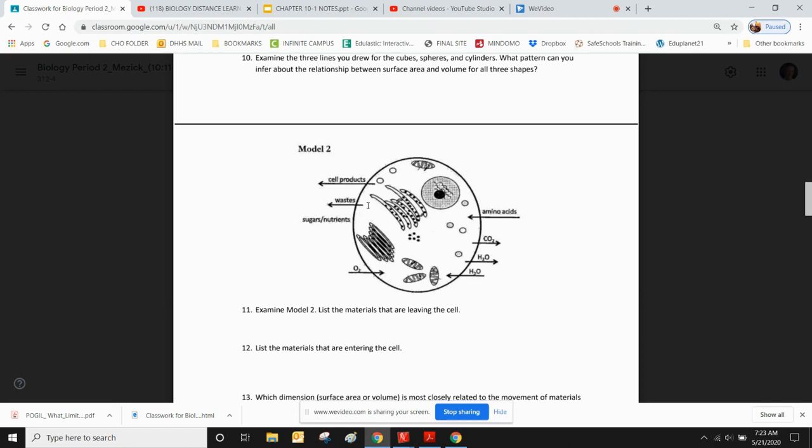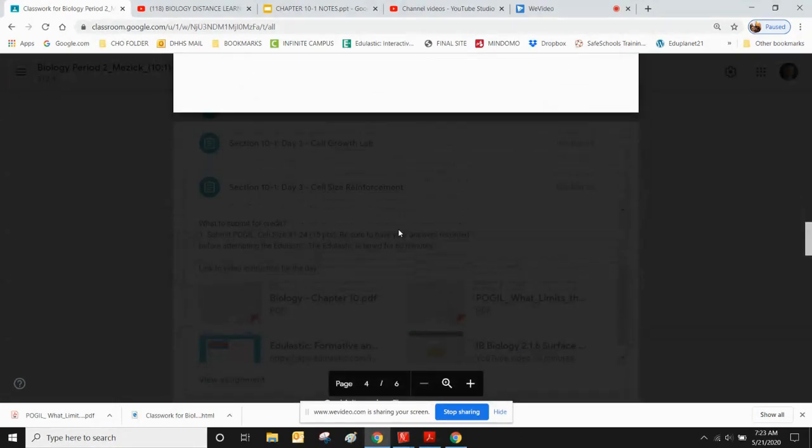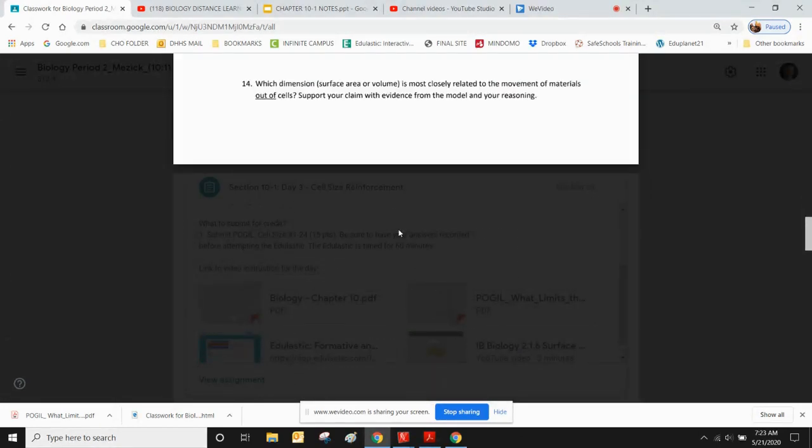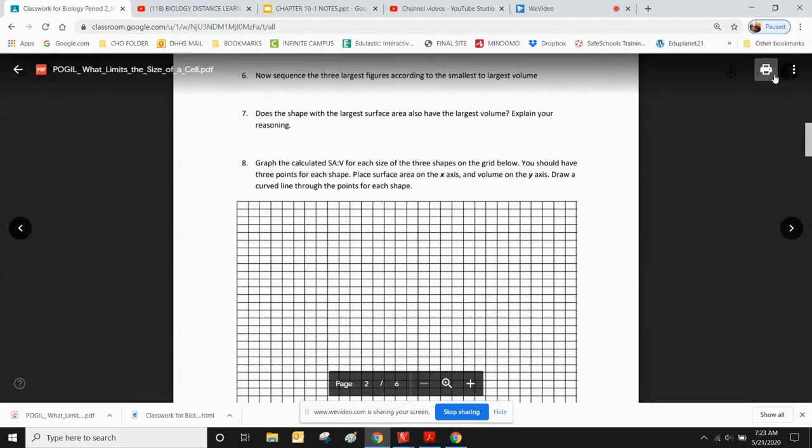So there's a level of efficiency. I got to get that stuff out, but I also got to get that stuff in. What's the most efficient size for cells? And they are limited by that. As you move through the activity, oh, we got a little bit of a problem there. Let's see, work around that.